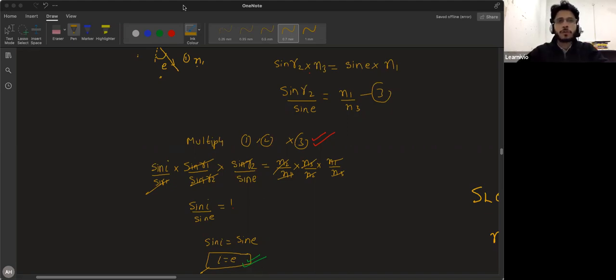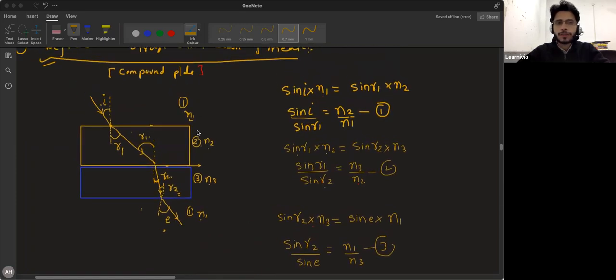Yes, everyone has written up to here? I is equal to E. So this means if the incident and emergent medium are the same, here medium 1 and the emergent medium are the same medium, then the angle of incidence will be equal to the angle of emergence. It's always true, no matter how many media are in between. Even if you have 10 media and your incident medium and the emergent medium are the same, then your angle of incidence will be equal to the angle of emergence.